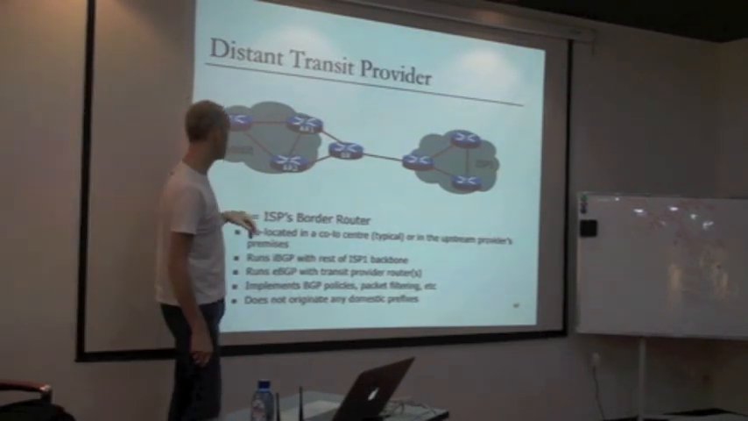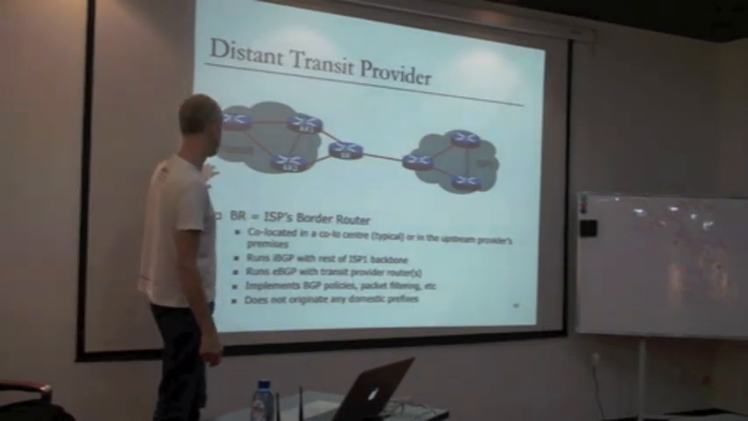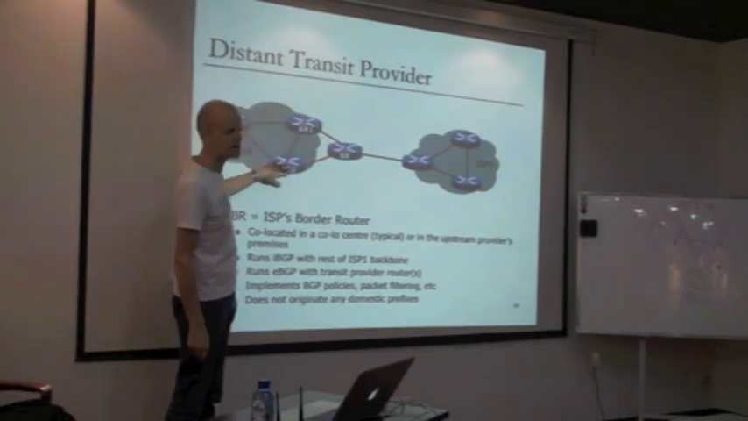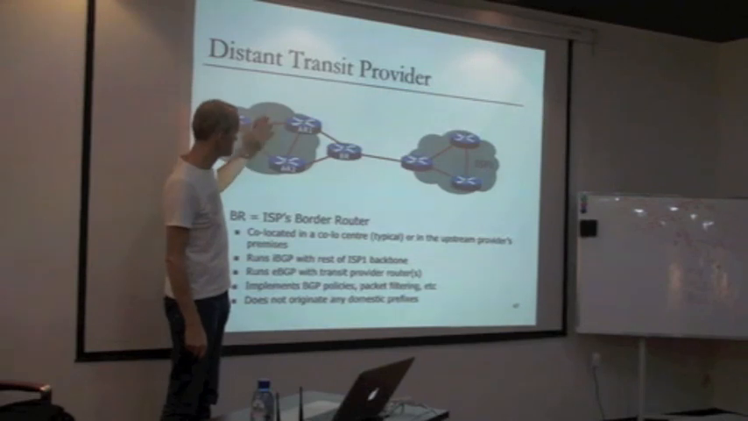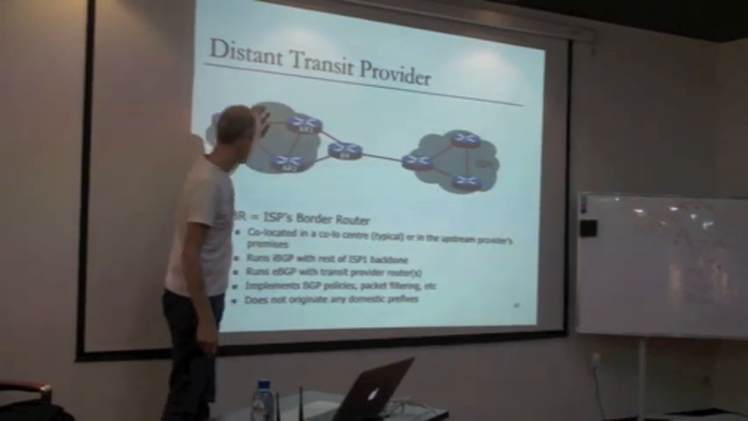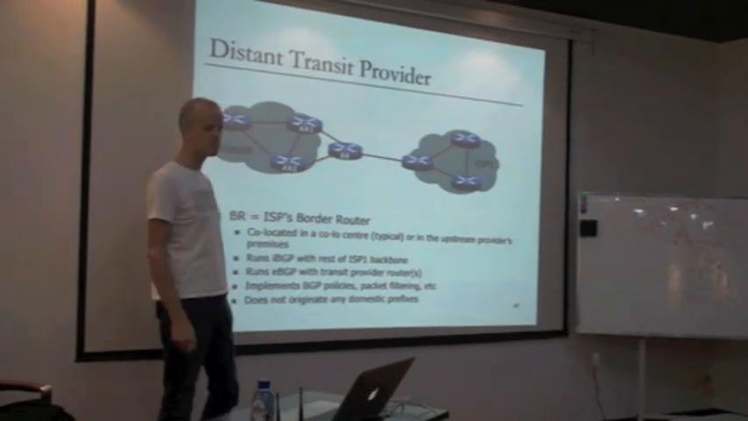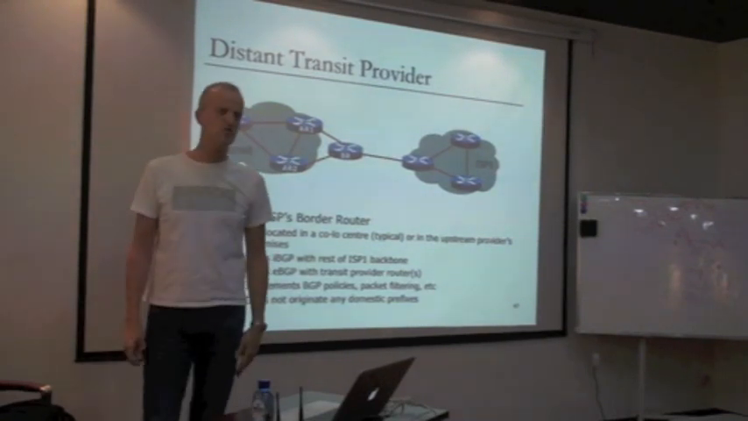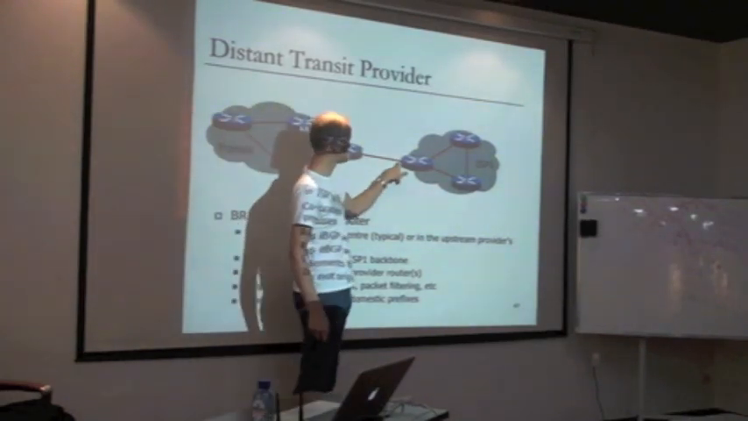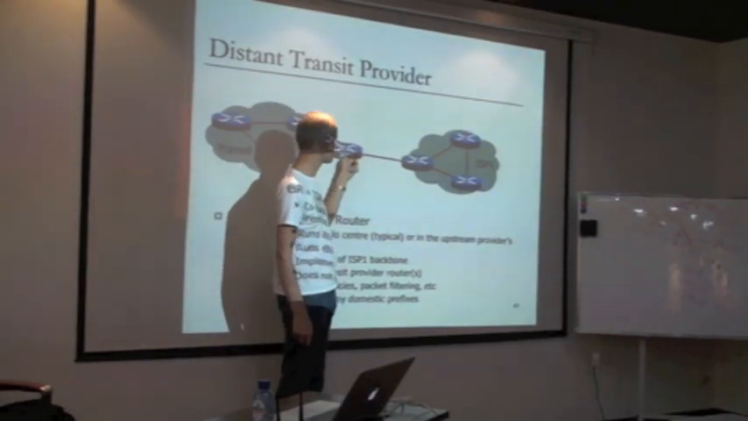You can run IBGP with the rest of the ISP1 backbone. You run eBGP with the transit provider AR1, AR2 routers. This is the best thing to do: put your border router next to your transit provider's backbone. So this is if they're a long way away, and if this is a long haul circuit, as I said, another country, another continent.